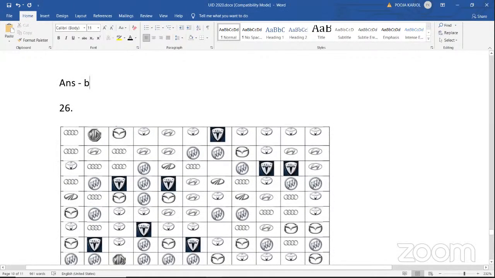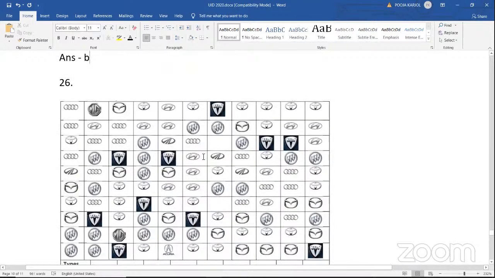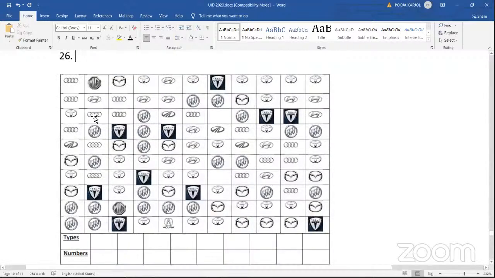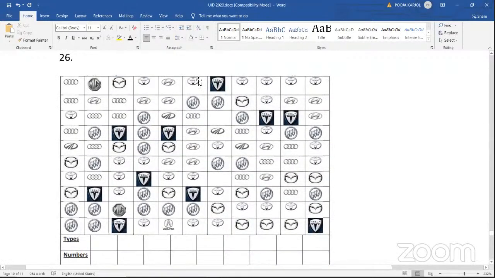Next, which is the least number you can see? MG? Right, Acura is one. MG has two. One here, one here. Two. What others can you see? The highest is, I think, Toyota, right? Now start counting the Audi.